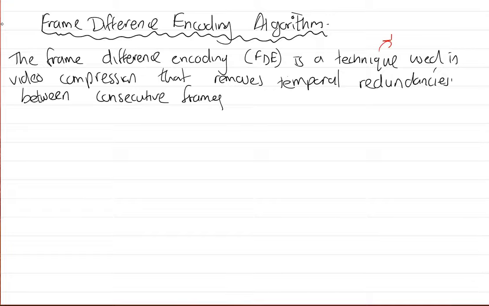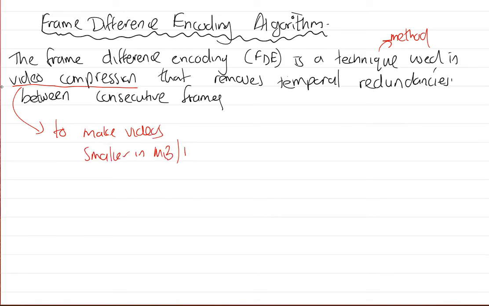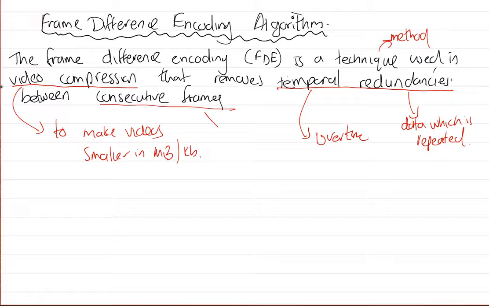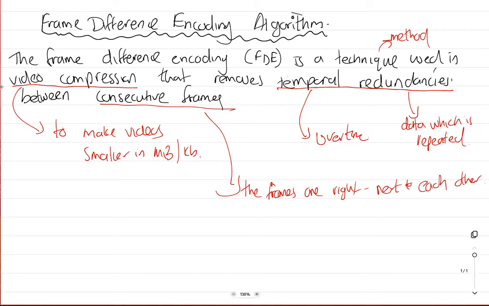a technique. So it's a method used in video compression. So this is to make videos smaller, in megabytes, kilobytes, by removing temporal redundancy. So what does temporal mean? It means over time. Redundancies means data which is repeated. Between consecutive frames. Consecutive frames means the frames are right next to each other. That's what it means. So the algorithm that we use here is the frame difference encoding algorithm to do that.